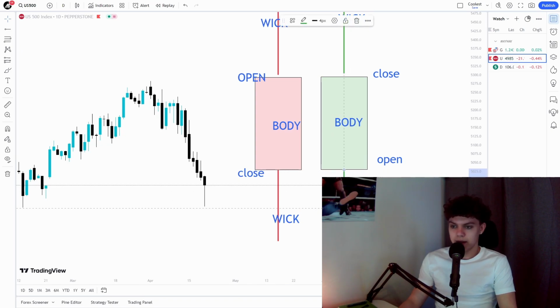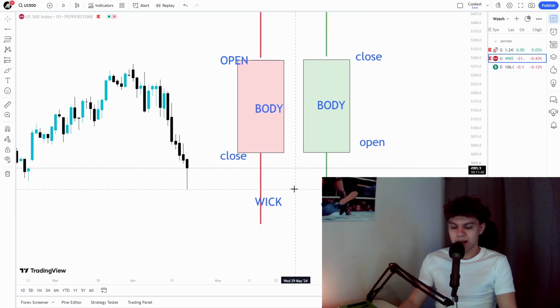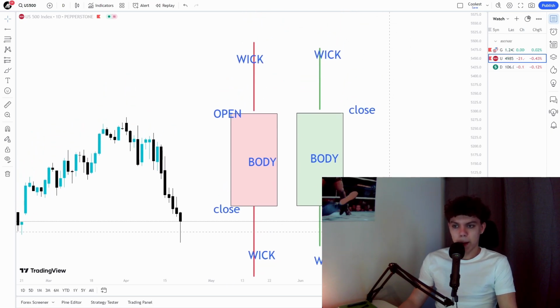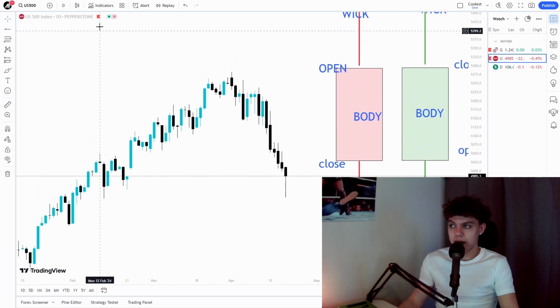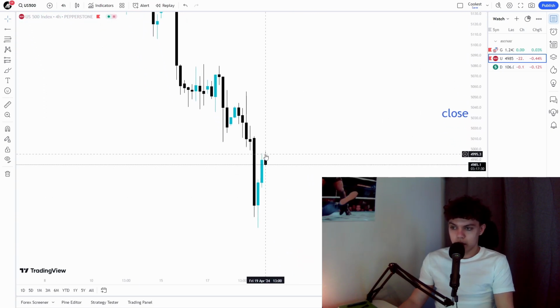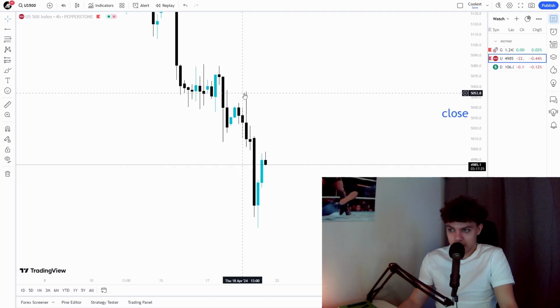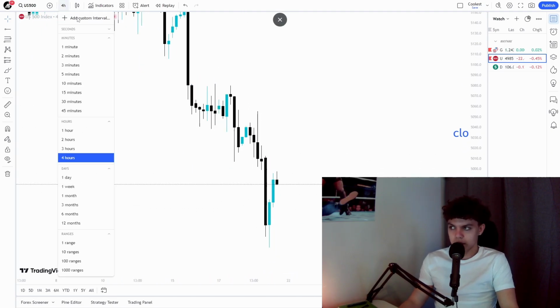It could sound kind of weird, but remember, the thin line is a wick. The fat area is the body. This is the body, and in every time frame we have candles. Okay, 4-hour time frame. Currently it is moving. In 3 hours it will close and it will become history. Currently it is moving on the 4-hour.